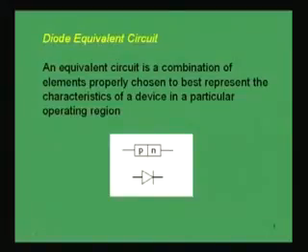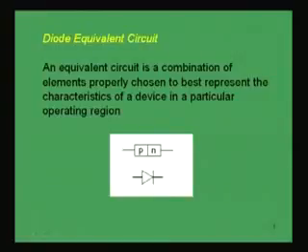Now, the diode equivalent circuit is a combination of elements properly chosen to best represent the characteristics of a device in a particular operating region. So, we have this PN junction, which is formed from p-type and n-type materials on a silicon or germanium semiconductor, and this is the diode symbol that we have known from the last class.